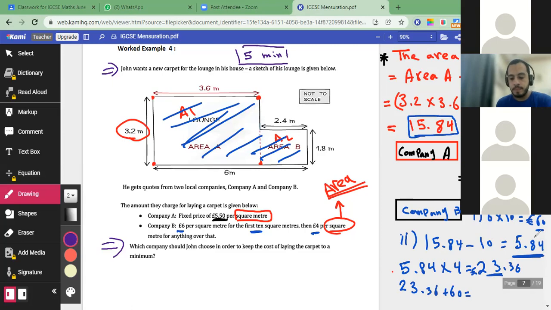I don't understand. From where did we get the 15.84? Okay, one second. So which company is better, A or B? Which is more expensive? A is more expensive than B. So we choose B. So company B is better.